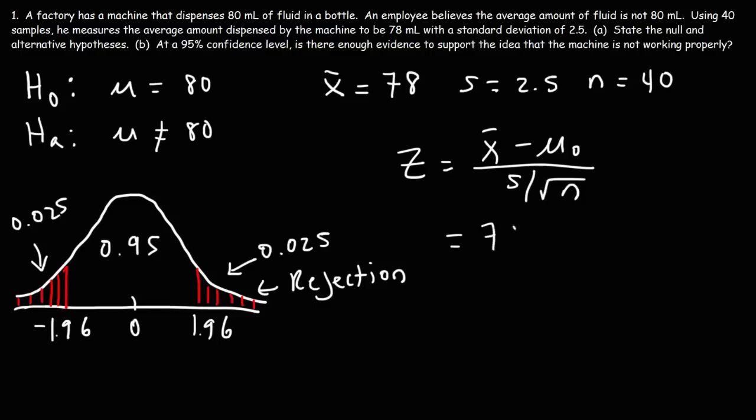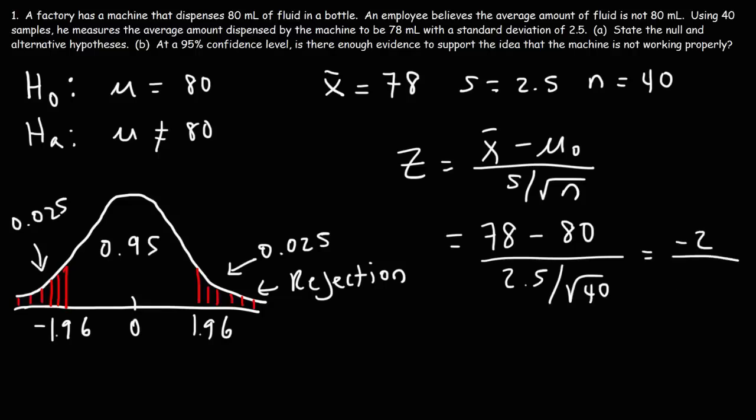So x bar is 78. The hypothesized mean is 80. The sample standard deviation is 2.5 over the square root of 40. 78 minus 80, that's going to be negative 2. And 2.5 divided by the square root of 40, as a decimal, it's about 0.39528. So negative 2 divided by that number gives us a calculated z-value of approximately negative 5.06.